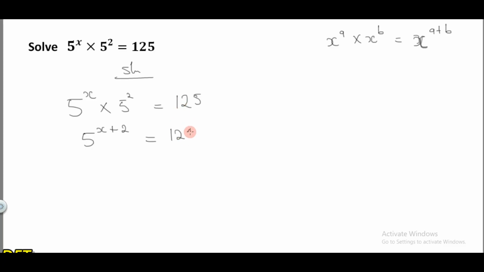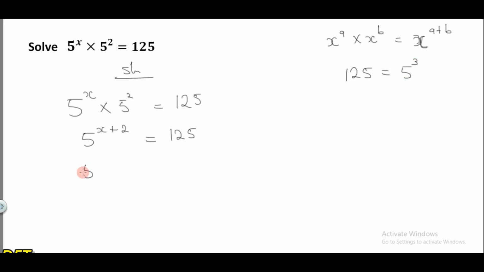Right? So the next thing I will do is to convert this 125 to an index number. 125 can also be written as 5 raised to the power of 3. That's 5 times 5 times 5, that will give you 125. So instead of writing 125 here, I'll put the index form, which is 5 raised to the power of 3.